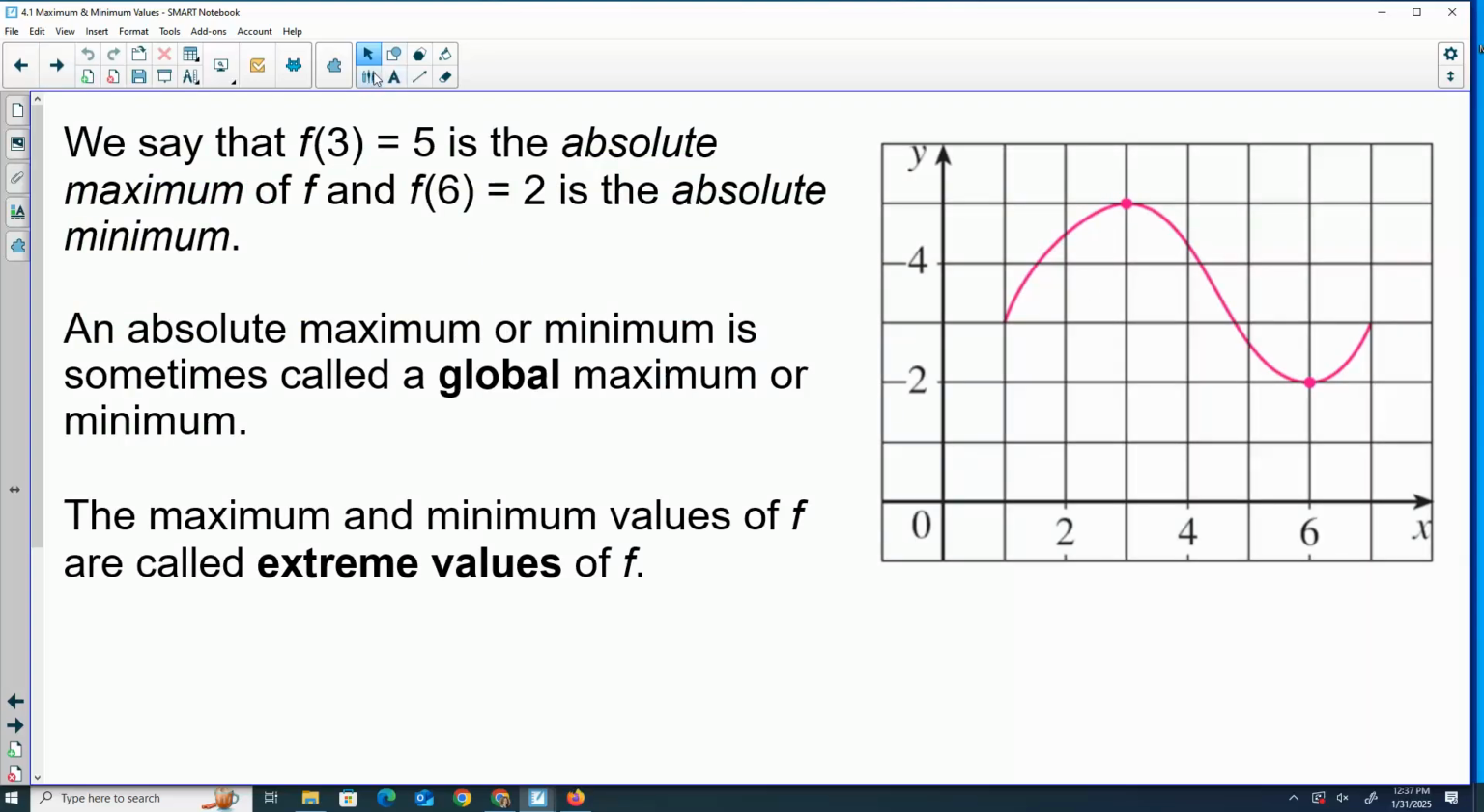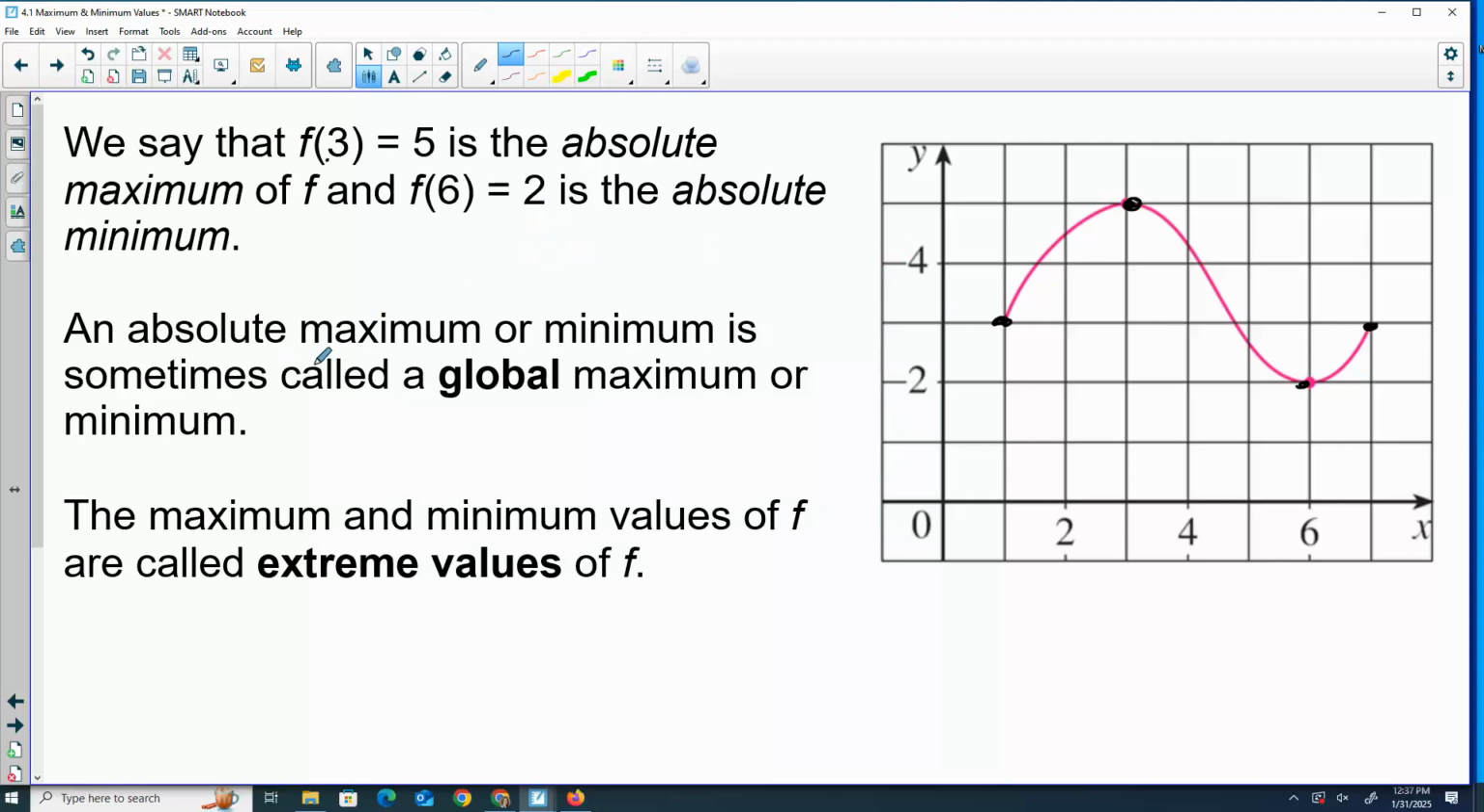We can write them as ordered pairs or function notation. f(3) = 5. That means my highest point is 5 when the x is 3. Okay, that is my absolute max. It's the highest on this entire graph. We are assuming these are endpoints on this graph, by the way. (2, 6) is my lowest point, so you could write it as an ordered pair or function notation.